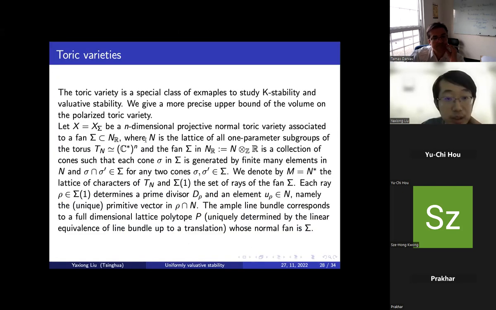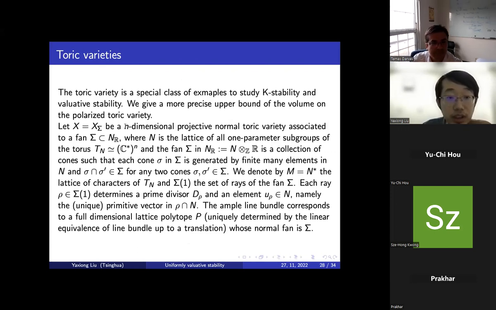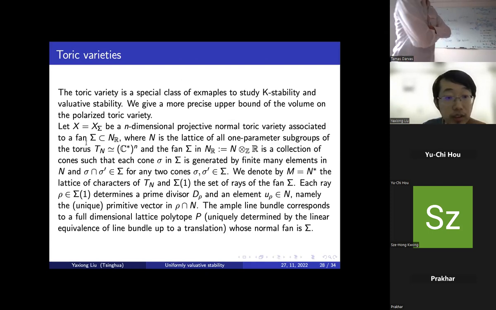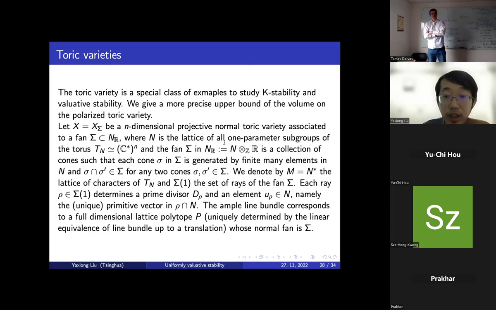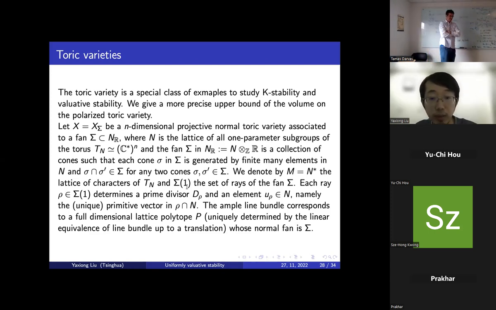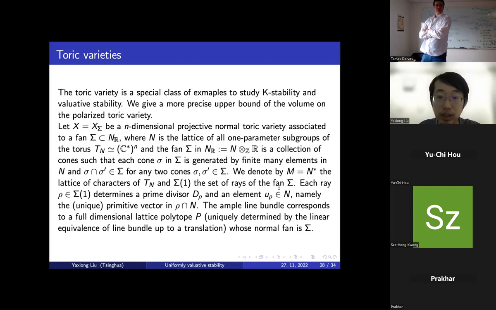So let's recall some basic definitions of toric varieties. Let X_Σ be an n-dimensional projective normal toric variety associated to a fan Σ. N is the lattice of all one-parameter subgroups of the torus, and the fan means a collection of cones such that each cone in Σ is generated by finitely many elements, and the intersection of any two cones is also in Σ. Denote M the dual of the lattice, the characters of the torus, and Σ(1) is the set of rays of Σ, meaning the one-dimensional cones.